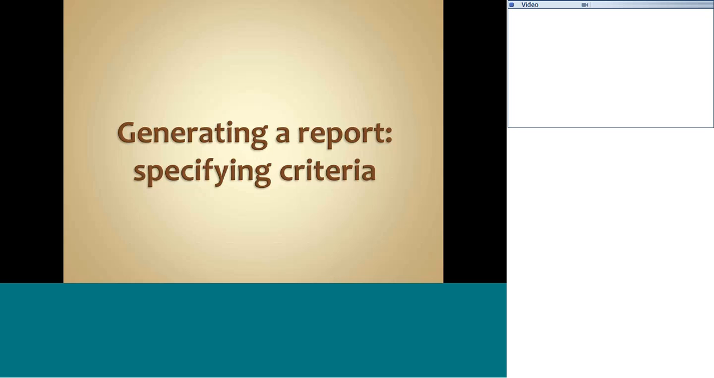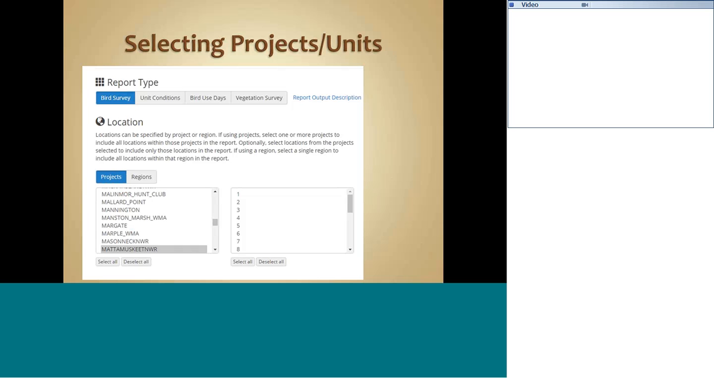So to generate a report, you actually have to specify or can specify criteria to select what of your data are going to go into those reports. So I want to go over the different elements of that report generation page before we get into the interactive section. So if we look at doing a bird survey report, this is what you're going to look at.